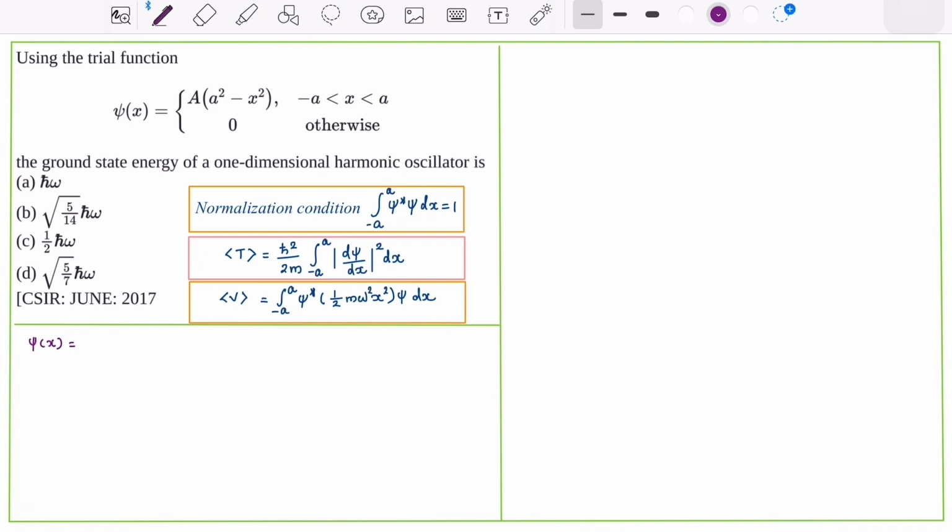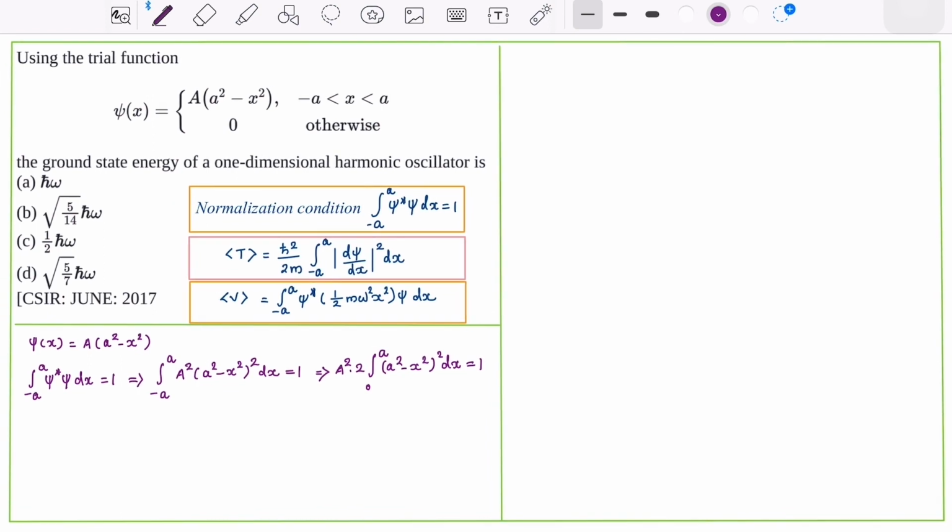The given function is psi of x equal to A (a² − x²). First, let us find the value of the constant A using the normalization condition, that is, the integral from −a to a of psi star psi dx equals 1. This implies the integral from −a to a of A² (a² − x²)² dx equals 1. Now we can write it as A² into 2 times the integral from 0 to a of (a² − x²)² dx equals 1.